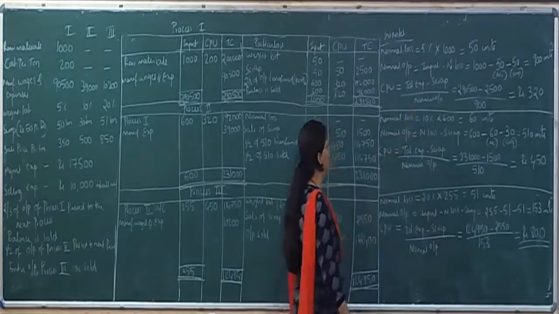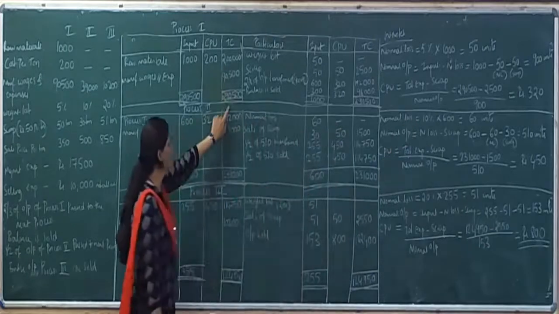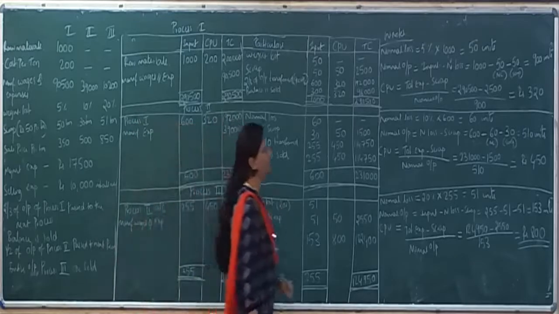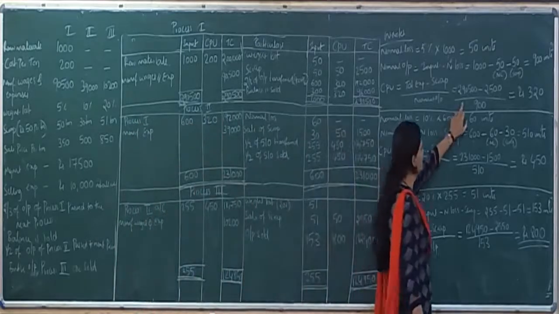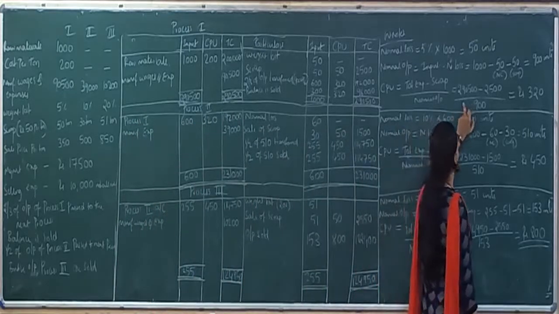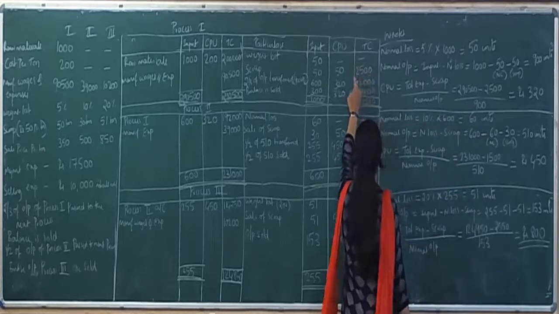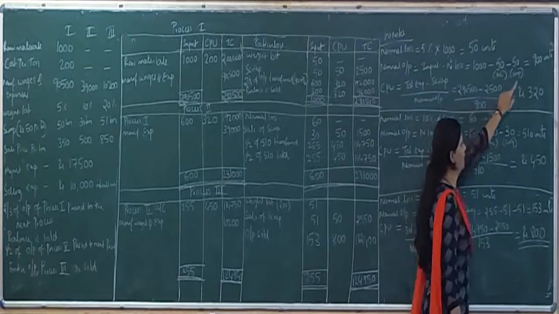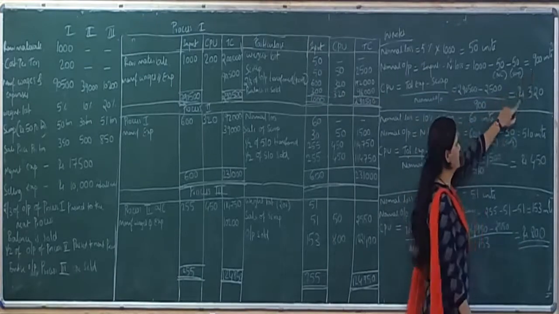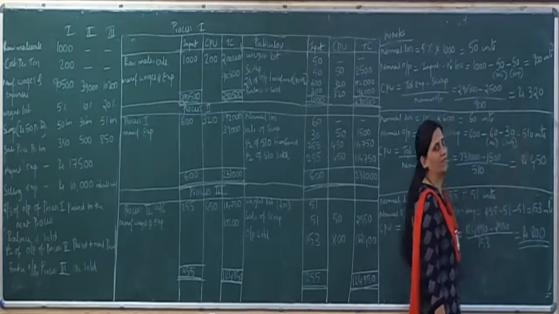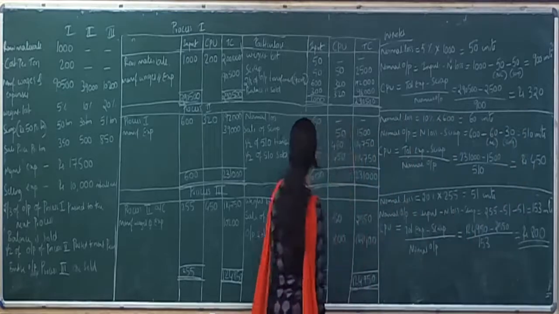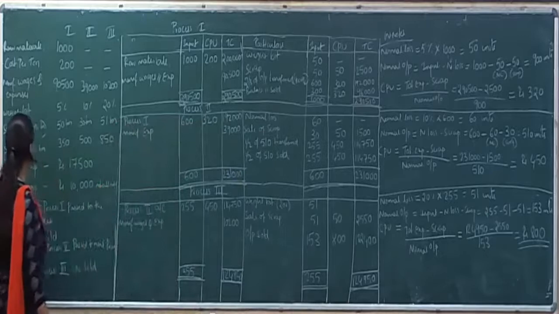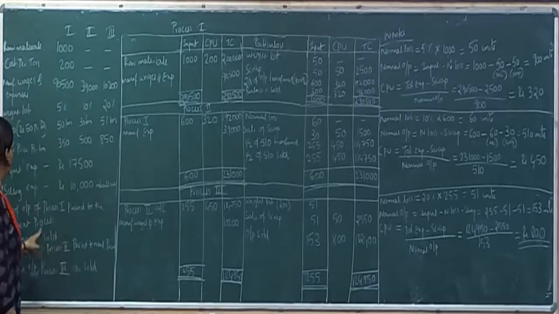So the formula is total expenses minus scrap, divided by normal output. For total expenses, we have to make the total of this column. We will get this as the total expenses, and it has to be considered here. Minus scrap value, we have arrived at 2500, divided by the normal output, which we have found to be 900. So this becomes the cost per unit, and this has to be recorded over here.